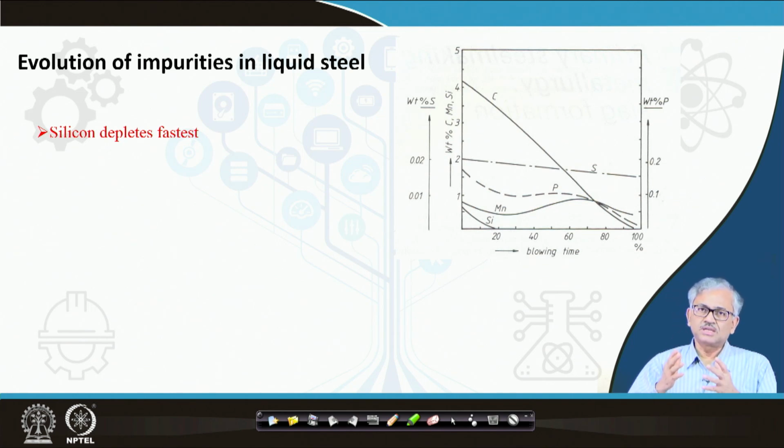If the activity suddenly increases, obviously the manganese oxide will decompose and be reduced to manganese again because of high activity. The reverse reaction of Mn plus O forming MnO will take place. So you can have some manganese reversion taking place, and manganese from the slag gets back to the metal phase.